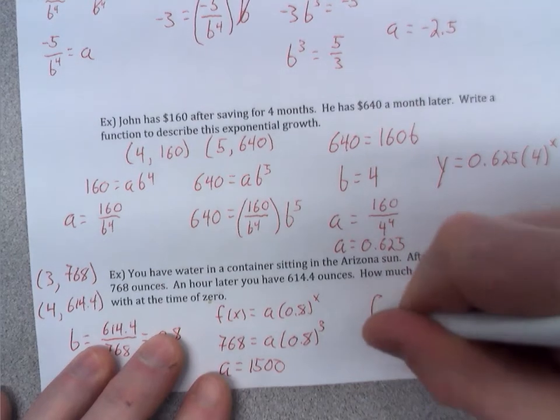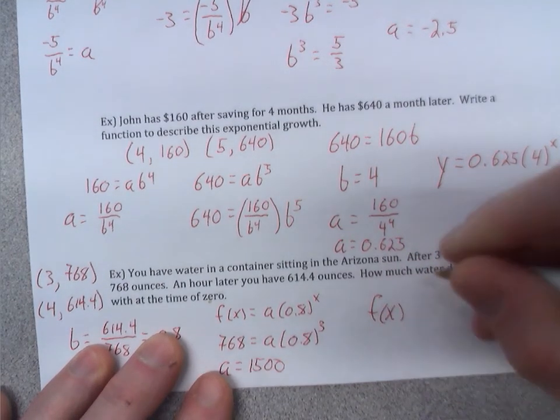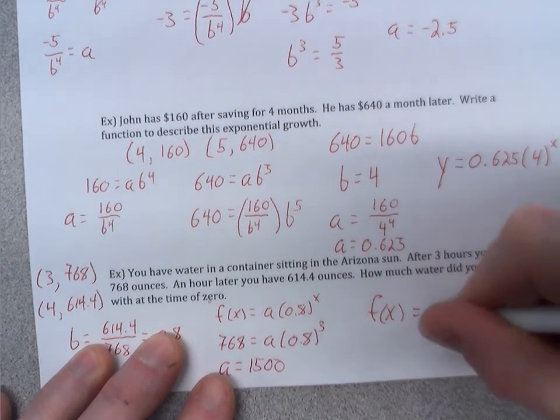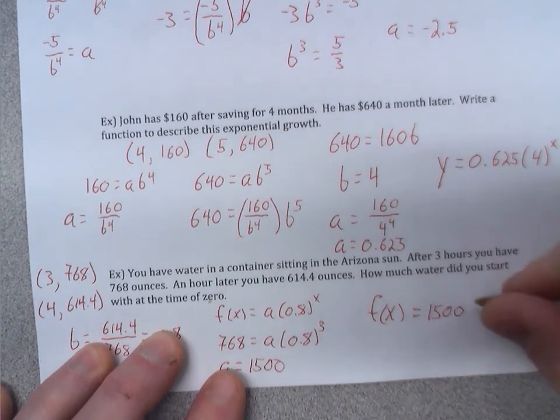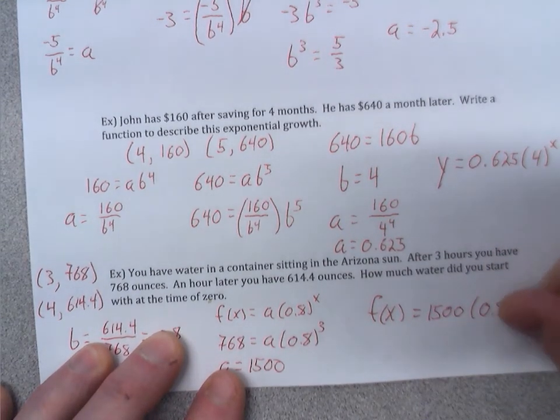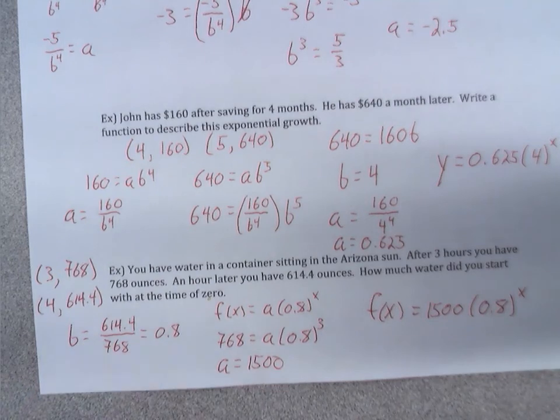And then if I want to write it as a function, f of x equals 1,500 times 0.8 to the x power. And that's how we can use data that we have to actually write an exponential function.